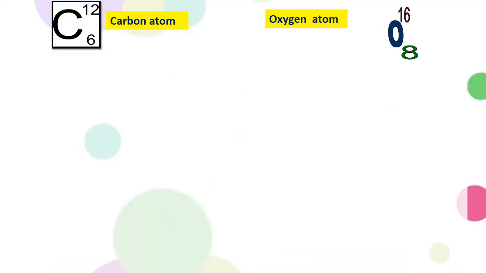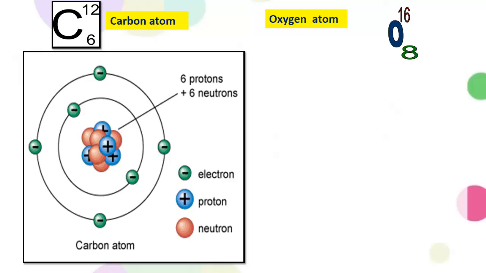Let us take a few examples. Carbon atom. Carbon, we use the symbol C here. Carbon, C, 12 and 6. So 6 is the atomic number, protons 6, electrons 6. So naturally, the first shell has 2 electrons, the remaining 4 electrons are in the second shell. You can also find out the neutrons, children. 12 minus 6 is 6.